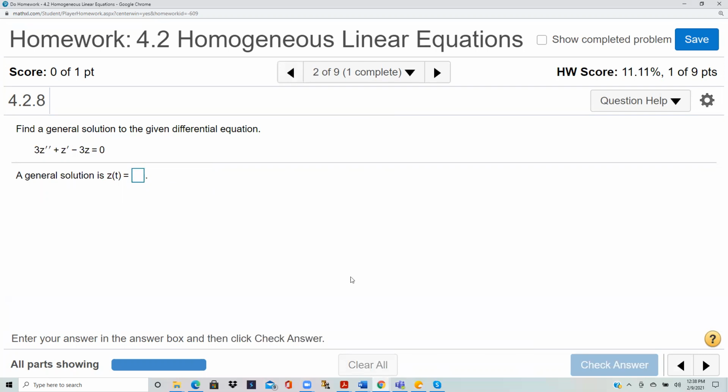Okay. So let's look at this one. Now the difference here, so it's 3z double prime plus z prime minus 3z. Okay, we'll look at it in the next segment. So this is it.